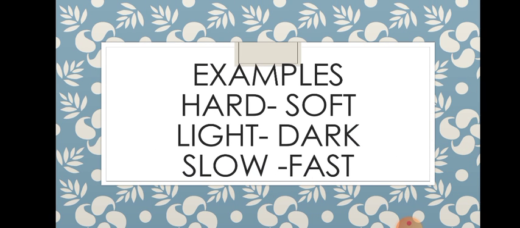Now the next is examples like hard, soft, light, dark, slow, fast. The opposite of hard is soft. The opposite of light is dark. And the opposite of slow is fast.